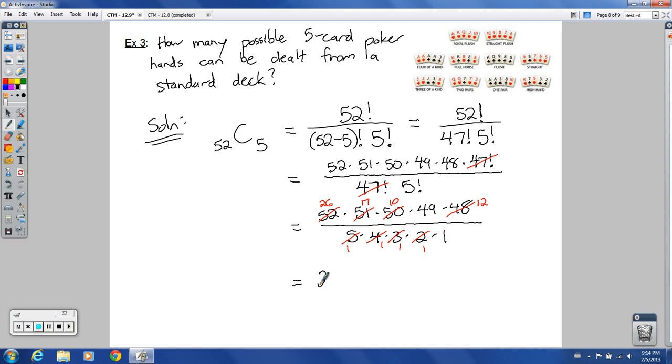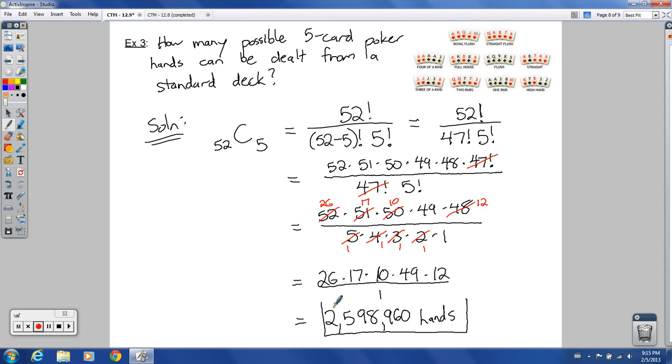So you have 26 times 17 times 10 times 49 times 12, all over 1. So the 1, you don't need to think about that anymore. If you multiply this in a calculator, I double checked carefully on this one. I know this is right, so I'm just going to do that without getting out my calculator. It's 2,598,960 hands.